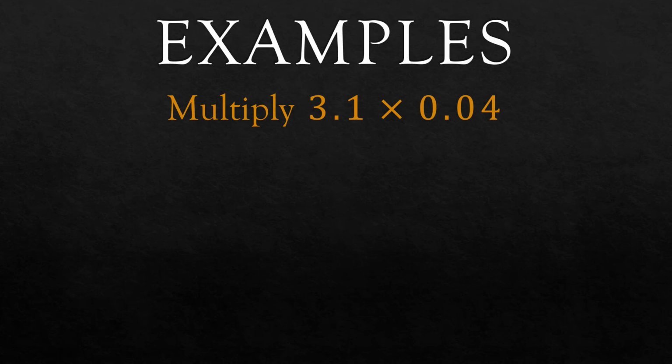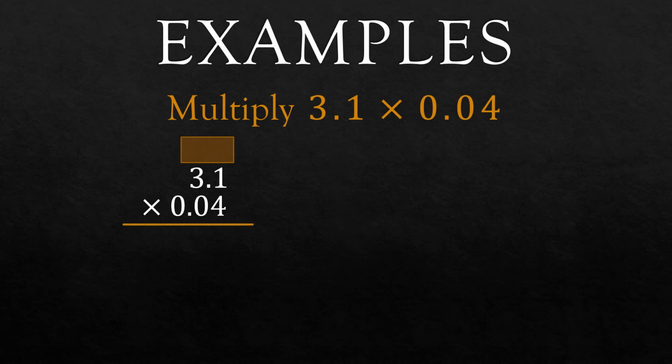3.1 multiplied by 0.04. In this question, first we write the bigger number 3.1 on the top and the smaller number 0.04 on the bottom. Then we draw a carry-on box. And now we will draw a line so our answer can go below it. And we put a multiplication symbol to the left. As usual, we start multiplication from the right. First, multiply the numbers ignoring the decimal point. 4 multiplied by 1. 4 1s are 4. So write 4 below the line. Then 4 multiplied by 3. 4 3s are 12. So write 12 below the line. So the answer is 124.